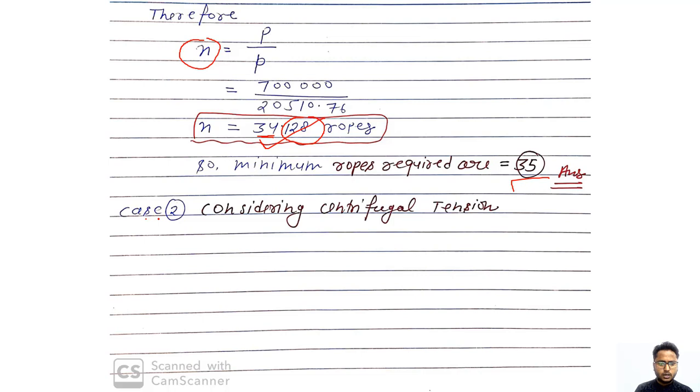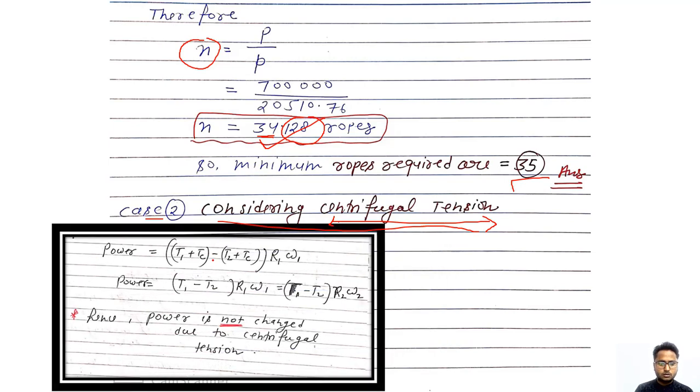The case 2 is considering centrifugal tension. So what will be the answer for this? We have covered this topic in the centrifugal tension lecture. In the previous lectures we have seen that if there is a centrifugal tension, there is no change in the power. You may have seen this topic, in which if we put the Tc, the maximum tension is T1 plus Tc, and the minimum tension is T2 plus Tc, and Tc is cancelled out.